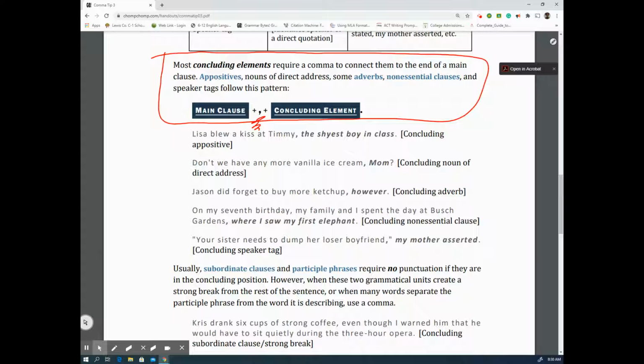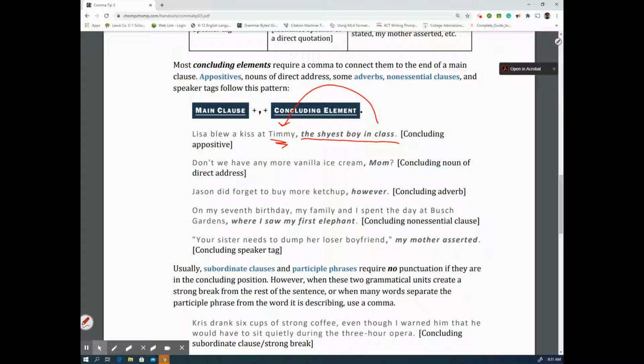Okay, so the first example we have is the concluding appositive. We've got Lisa blew a kiss at Timmy, the shyest boy in class. So here I have this group of words here, the shyest boy in class, and it describes Timmy, right? The shyest boy in class is a person. So this is a noun phrase describing a noun already here. That makes this an appositive. Hey, look, they stuck it at the end of the sentence. I'm going to use a comma, right? So pretty easy there. I hope you guys can pick up on those.